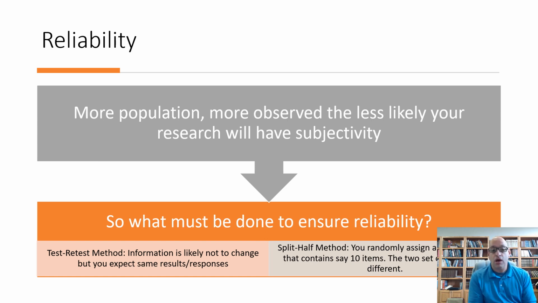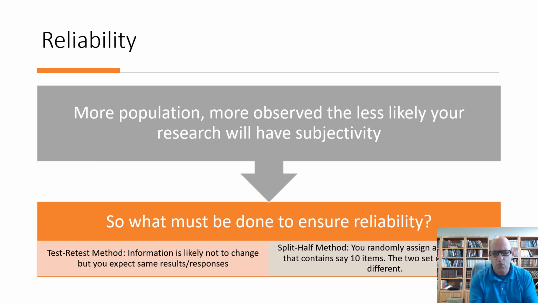Now, so what must be done to ensure reliability? Well, there are different ways we can do it. As you read your textbook, you'll arrive at a few that stand out. You can do a test-retest model. You can do a split-half method, where you're looking at your population and splitting them in half and doing a random test on the population on the same question, but you randomize it because you're wanting to get a different angle at the material that you've sent out.